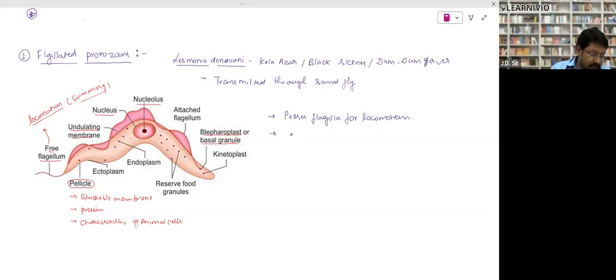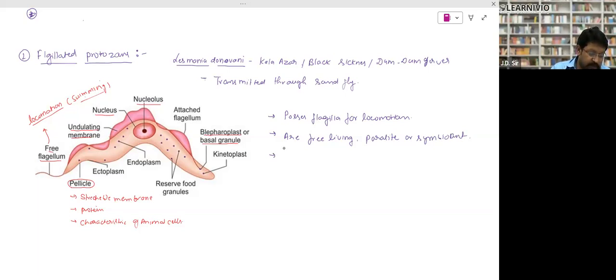The second one, they may be a parasite, like this one. They may be free living. Some of them will be free living and do not cause any disease. They may be parasite, and they may be symbiont, means symbiote. Means they might be living with a symbiotic relationship, right?